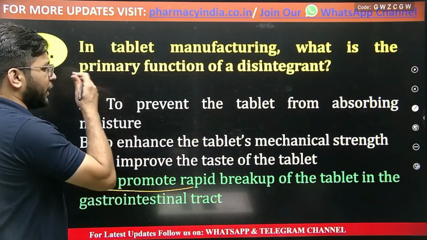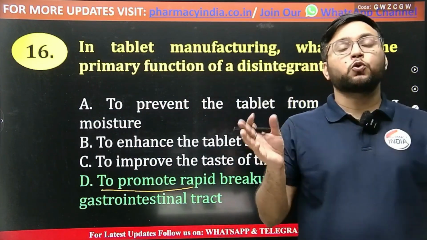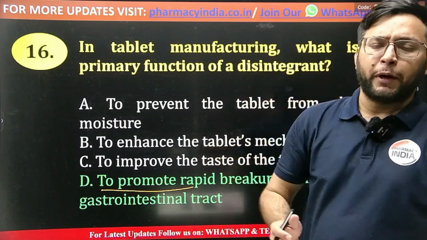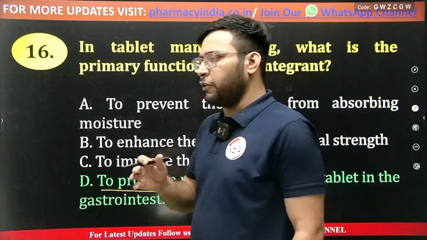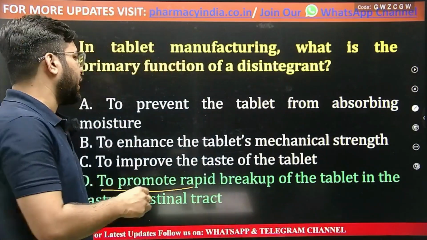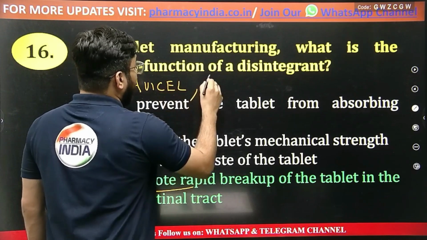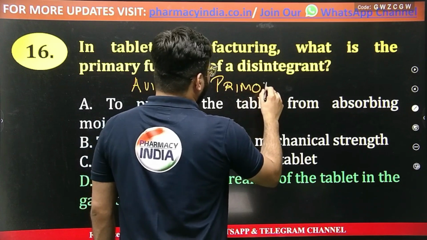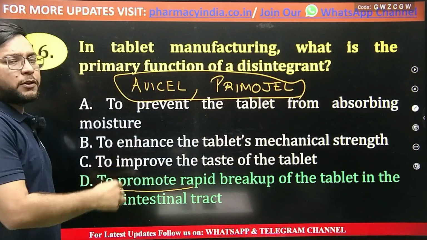And let me clarify, there is a super disintegrant also. A super disintegrant will work more efficiently and more speedily in comparison to the disintegrant. I am just giving you examples of super disintegrants: Avicel is your super disintegrant, and Primogel also works as a super disintegrant. So these are the main examples of super disintegrants.